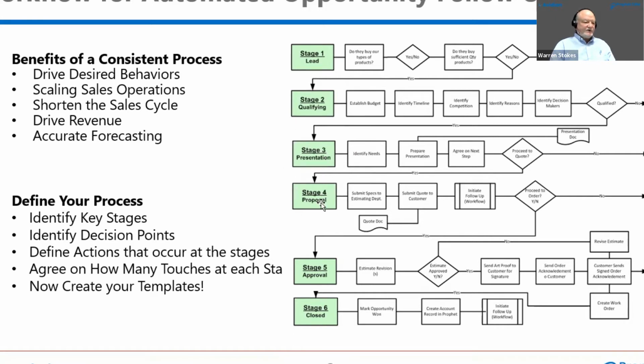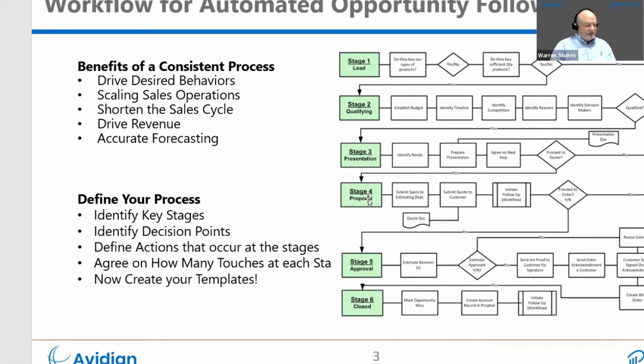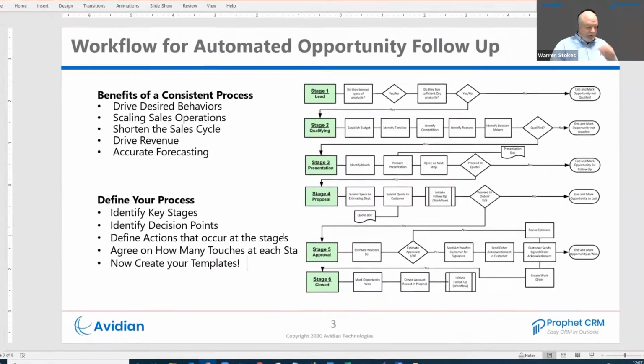Are you doing a presentation? Are you doing a proposal? So the whole idea then is to identify these stages as key decision points. And then we start working on defining the actions that occur at each of these different stages. And we also agree on how many touches should occur at each stage. And then we're going to go create the templates and automate all this.